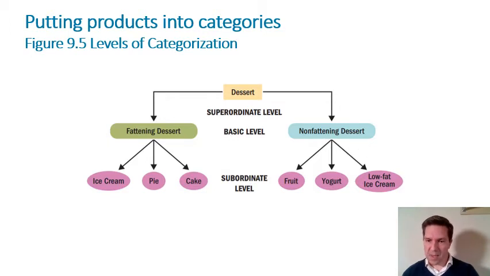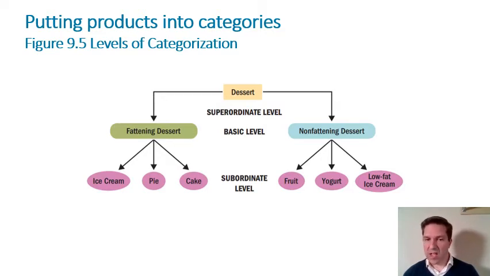So then you might make this categorization, and if you're on a diet, you may only consider the non-fattening desserts. This is why categorization is important when you're making choices, because it's going to basically put you inside or outside of the consideration set from the consumer. And then within this basic level, which might dictate a lot of your purchase decision process, then you might have different subordinate levels. So in this case, from non-fattening desserts, we might choose between fruit, yogurt, and like you have here, low-fat ice cream, right?